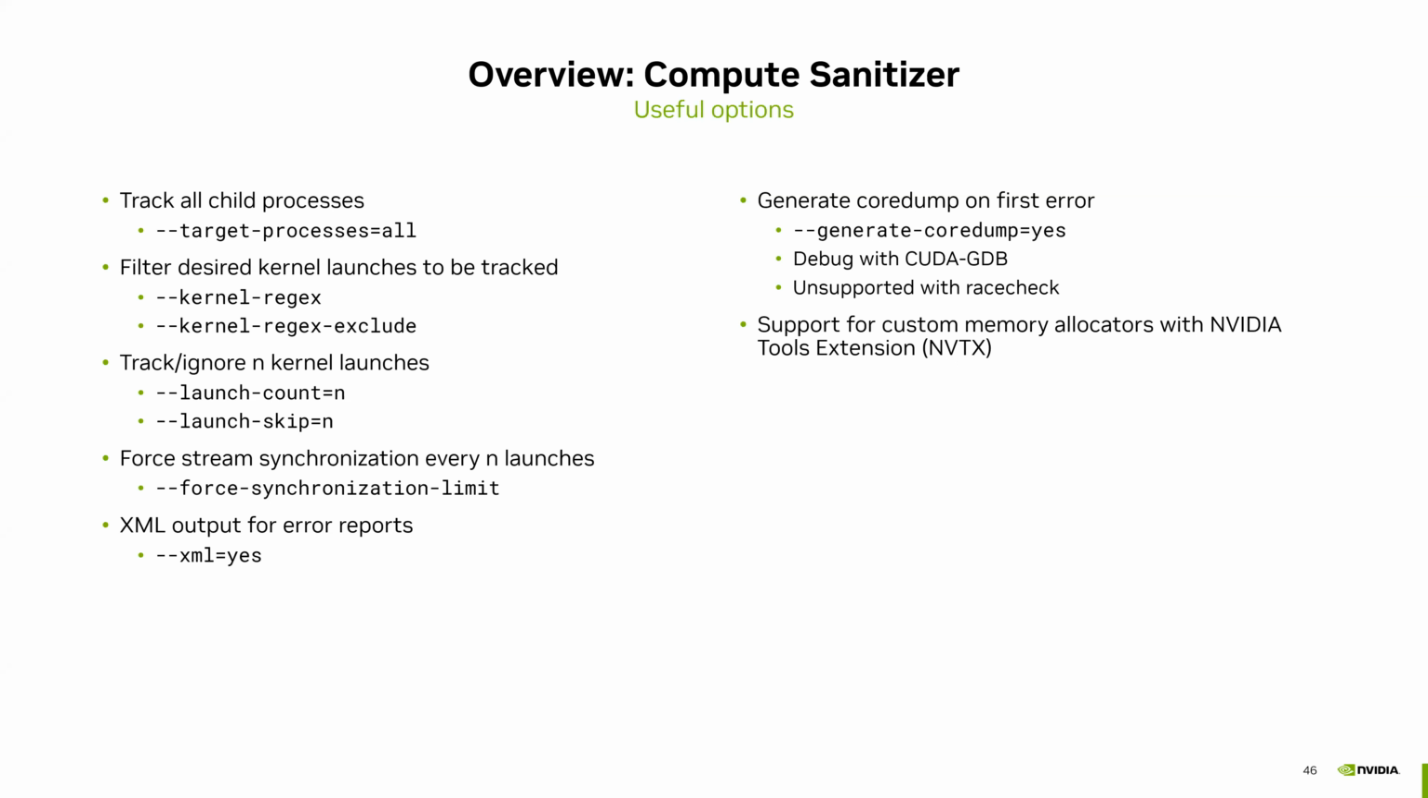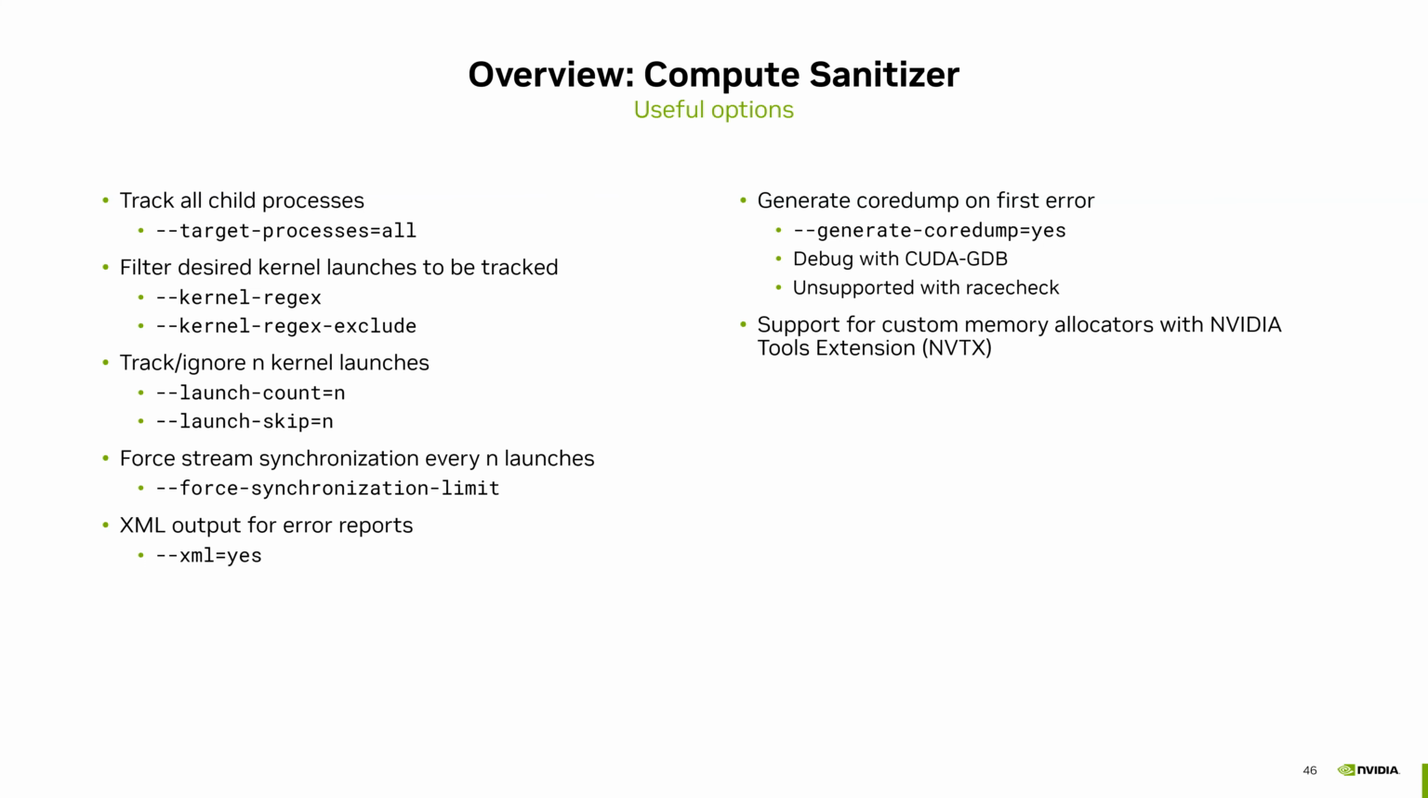Let's go over some useful options that you can pass to the Compute Sanitizer. So these are command line arguments that you can pass. If you want to track all of your child processes, you can use target processes equal to all. If you want to filter kernel launches, the desired kernel launches that you want to be tracked, you can use kernel regex or kernel regex exclude. You can track or ignore n kernel launches. So if you want to just track the first n launches, you can use launch count, or if you want to skip a number of launches, you can use launch skip. You can force stream synchronization every n launches with the force synchronization limit argument. And you can also have XML output if you want to do some post-processing in XML.